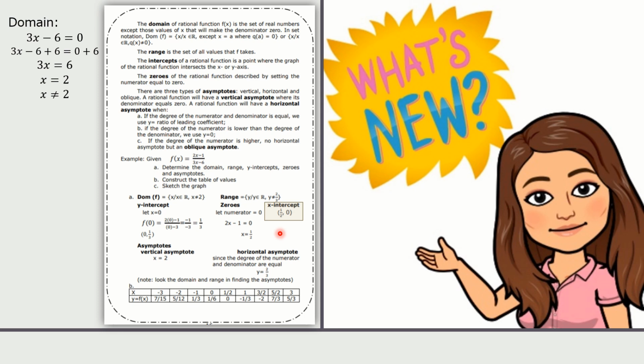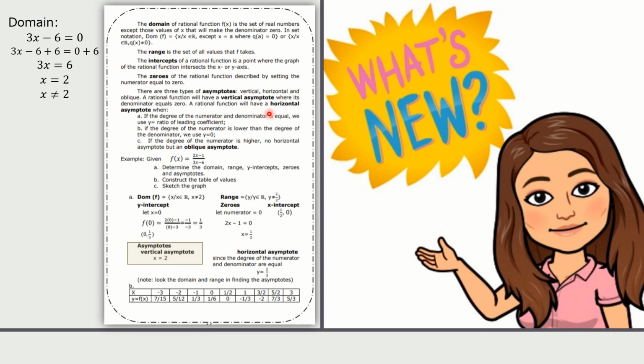To determine the asymptotes, we need to check first if there is a vertical asymptote. Again, a vertical asymptote exists if there is a value of x where the denominator is equal to 0. We have already figured that out in figuring out the domain. So, usually the exception in the domain is the vertical asymptote. So, in this case, our vertical asymptote is the vertical line x equal to 2.